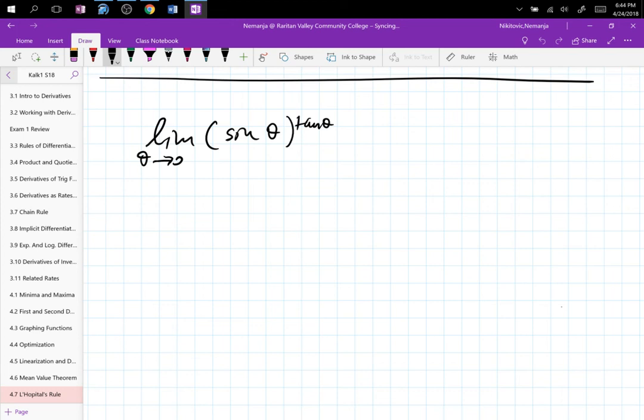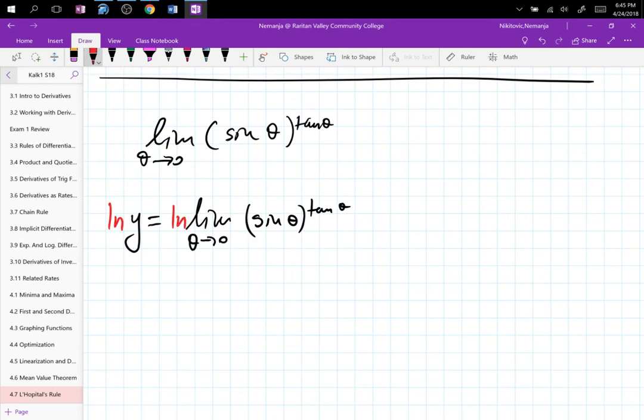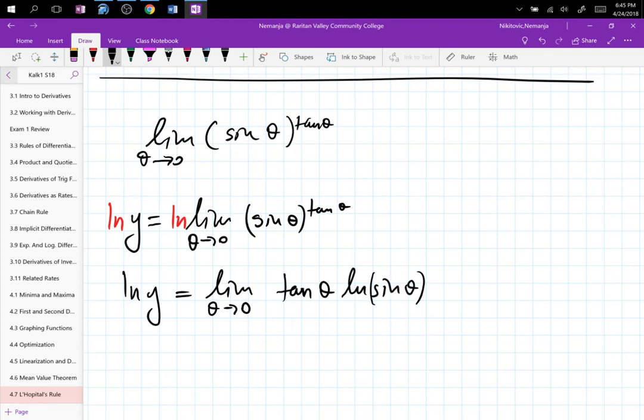Okay, let's take a look at this problem together. So we are going to assign y equals, leave some space, limit theta goes to 0 of sine theta to the tangent theta. We are going to add in the ln on both sides. And now we're going to swap the order of ln and limit and also peel off the tangent from the top in one shot. So ln y is equal to limit theta goes to 0, and now I have tangent theta times ln of sine theta. So the exponent went in front of ln.